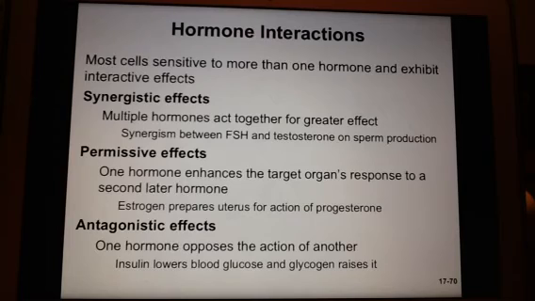Okay, this last little part is about hormone interactions. We would expect different hormones to be targeting different cells, but most cells are sensitive to more than one hormone. And when more than one hormone is there at the same time, we can see these different interactions. So you can have a synergistic effect where more than one hormone acts together. You could have a permissive effect where one hormone primes the target and gets them ready for the second hormone to come later. Or antagonistic, which means the hormones are opposing each other, such as insulin and glucagon.